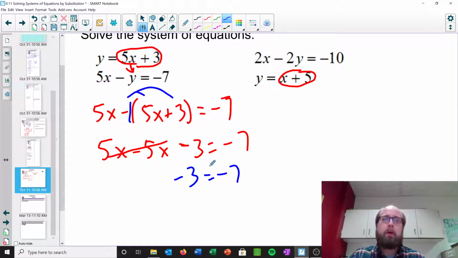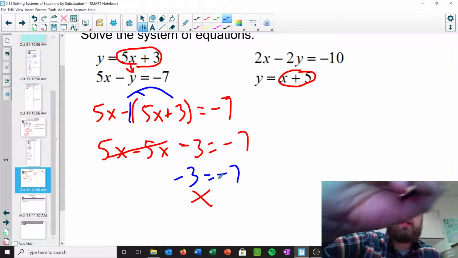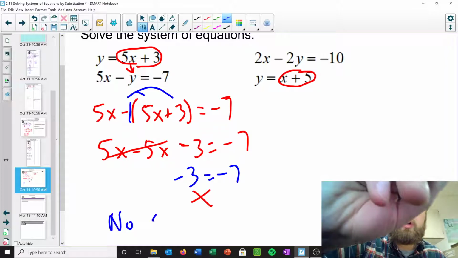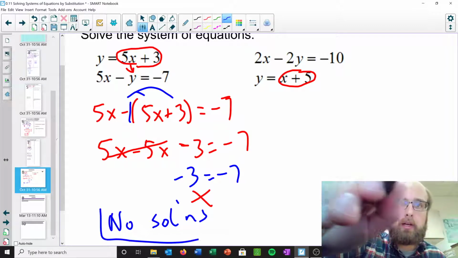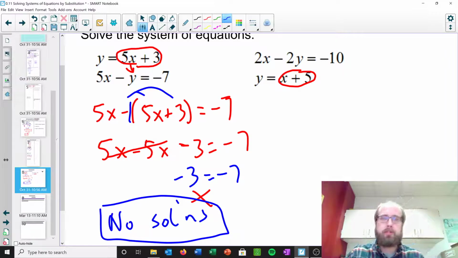Now, when you get this case, what you need to do is stop and look at this and ask yourself, is this true? Does negative 3 equal negative 7? Well, I think pretty clearly not, right? Negative 3 and negative 7 are different numbers. They are not equal to each other. And so if that's the case where you get something that's not equal, you want to say there are no solutions. Just like that.